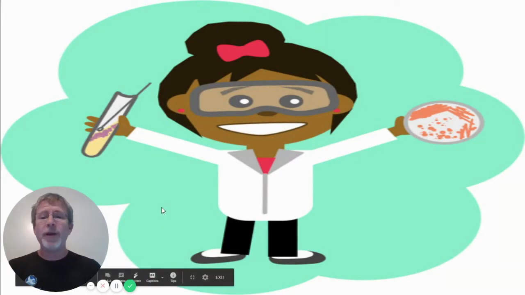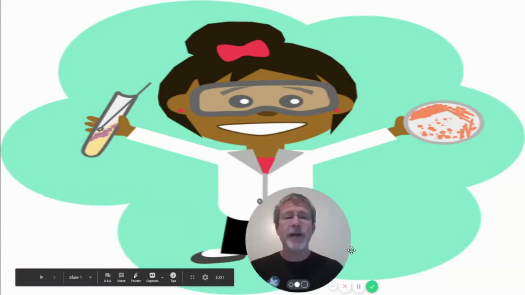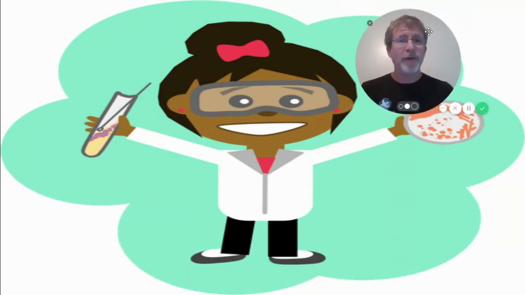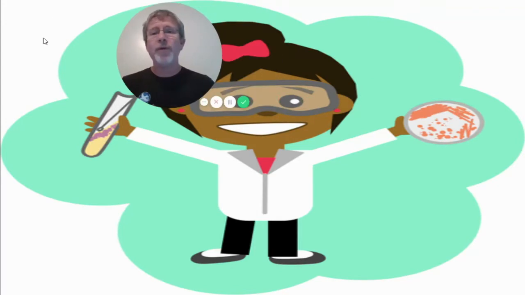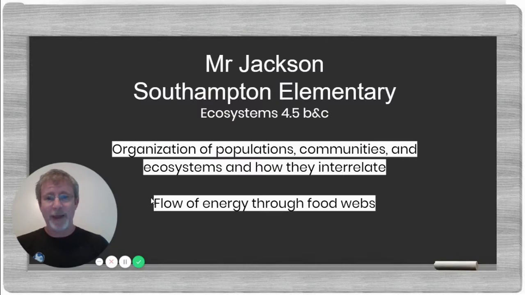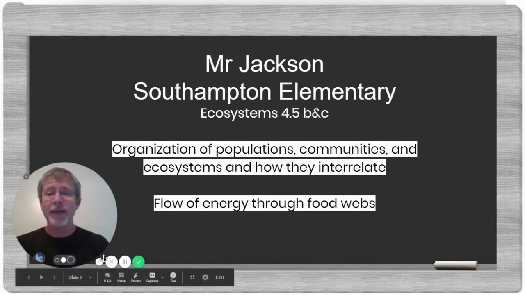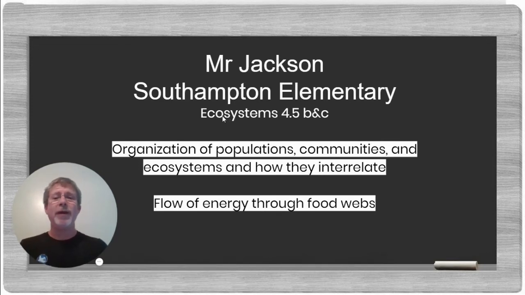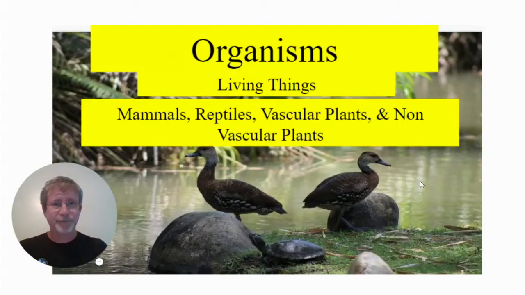Today, we will continue our study of ecosystems. We will review some information, and then we will learn some new things. So, let's go ahead and get started. Today, we will be talking about 4.5b, Organization of Populations, Communities, and Ecosystems and how they interrelate. We have a lot of things to do, so let's go ahead and get started.